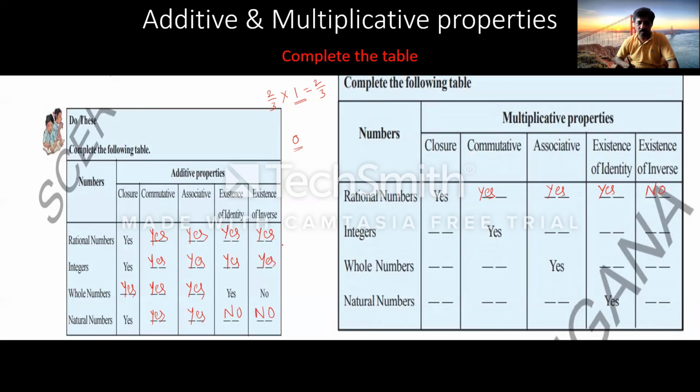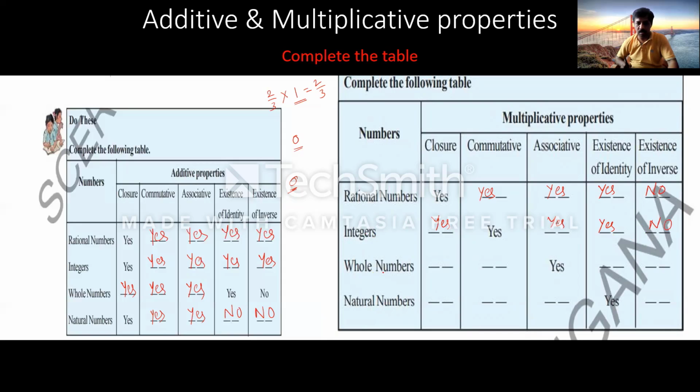Now integers. Are integers closed with respect to multiplication? Yes. Any two integers, if you multiply, will give an integer only. Commutative property, yes. Associative also, yes. Now, existence of identity. Does 1 exist in integers? Yes. Now, existence of inverse. If you take any integer, say 0, 0 is an integer. For this, does a multiplicative inverse exist? No. So, we should write no here.